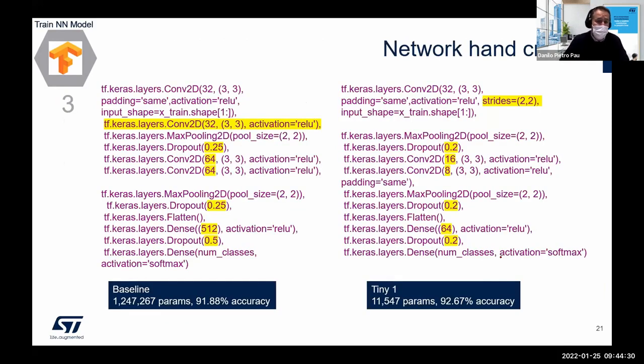Now I handcrafted the network, and I started with a ConvNet, which is about 1.2 million parameters. By the way, in floating point, this is 5 meg. 5 meg, for example, the most powerful STM32H7 has 2 meg of flash. So definitely this solution is not deployable. However, it is accurate. Can I play with the network?